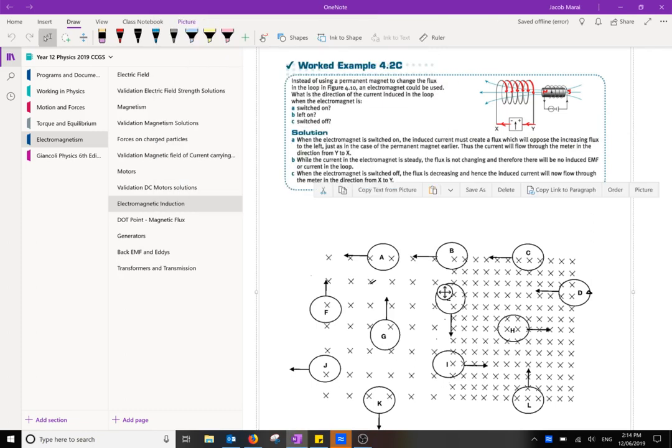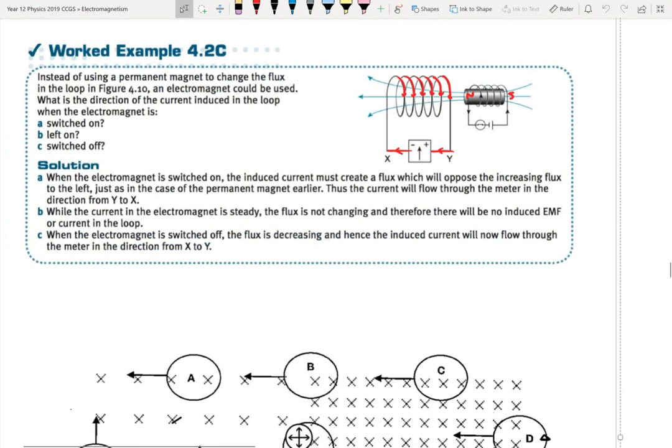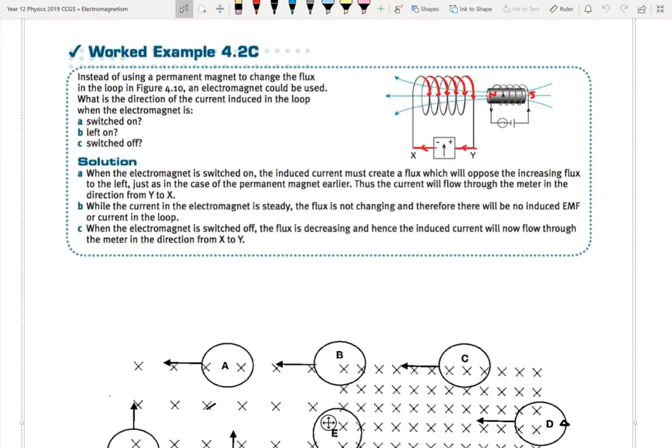This here is page 8. Let's get to it. All right, we are going to get these questions done.